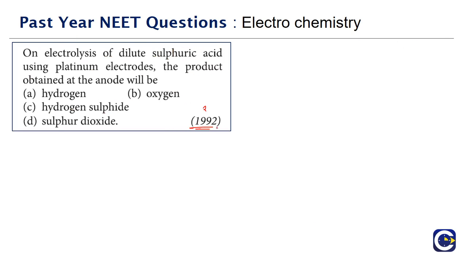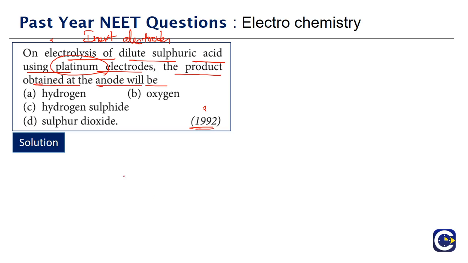Next, we have a question that has come in the year 92. On electrolysis of dilute sulfuric acid using platinum electrodes. See, platinum electrodes are also called what? The inert electrodes. They will not be participating in any given reaction. On electrolysis of dilute sulfuric acid using platinum electrodes, the product obtained at the anode will be.